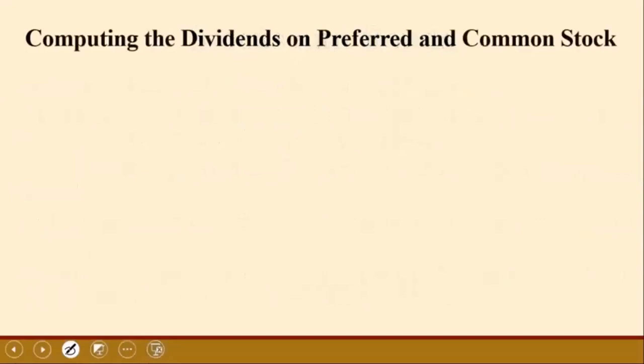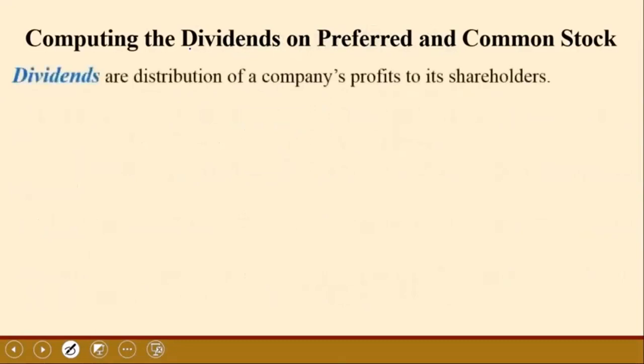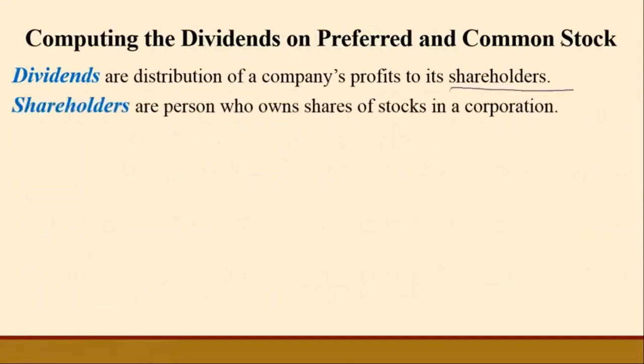So computing the dividends on preferred and common stock. So ano ba ang dividends? Dividends are distribution of a company's profits to its shareholders. Okay? So sino naman yung mga shareholders? So the shareholders are persons who own shares of stock in a corporation. Okay? So ayan. So kung meron kang shares of stocks sa isang corporation, you are a shareholder. Okay? At may marireceive kang dividends. Ayan.